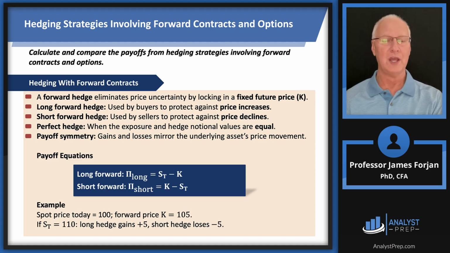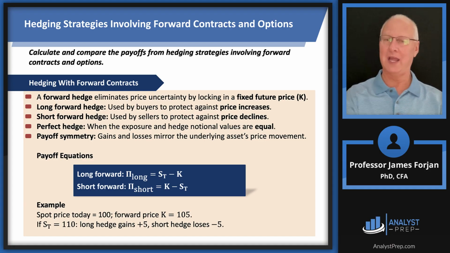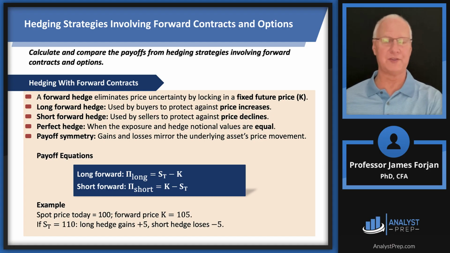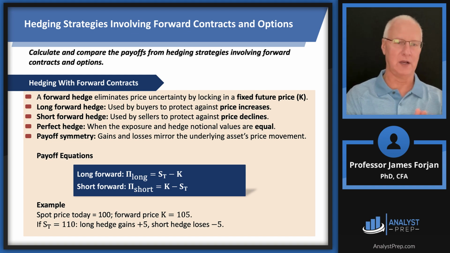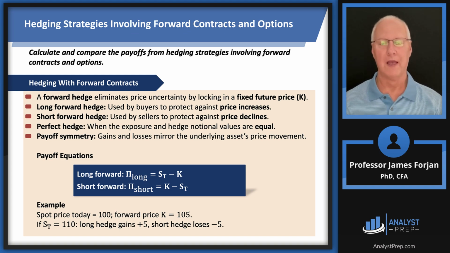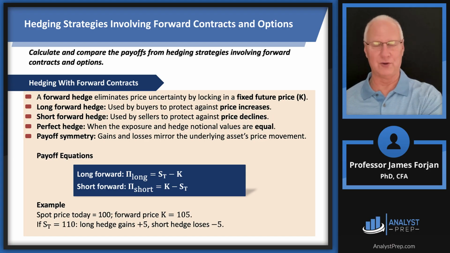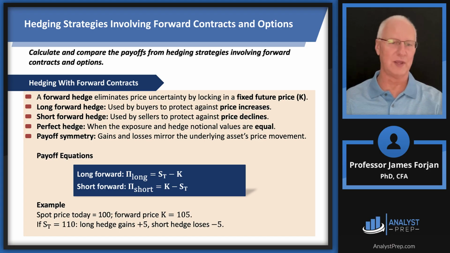There we go. Perfect hedge. This is, what did I say just a minute ago? It's when the assets in the spot and forward markets are identical, corn and corn, and if the harvest date matches the date of the maturity of the forward contract. And so what the chapter says is when the exposure and the hedge notional values are equal, and so that's a different way of saying pretty much what I said earlier. Gains and losses, there's that zero sum. So the long forward and the short forward, those are just opposites of each other.